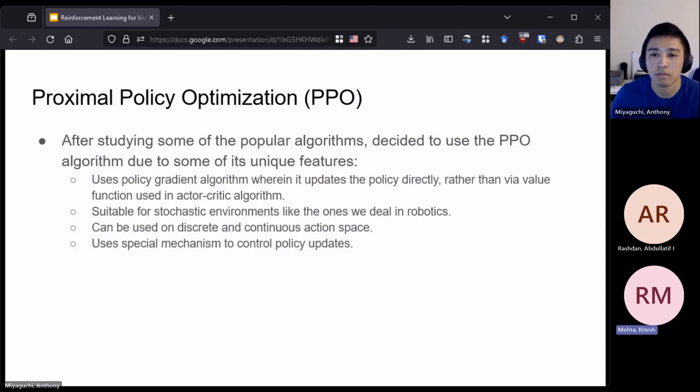Policy gradient algorithms are very suitable for stochastic environments, which is what we would usually deal with in robotics, where when we take an action, it is not always 100% that the action will be taken. Sometimes it may happen, it may not happen because of the misbehaviors of the robot. And this PPO algorithm is suitable for continuous or discrete space, so it is versatile in that manner. And it uses special mechanisms. If you read the literature online, there are some other special mechanisms that the algorithm uses to update its policies.